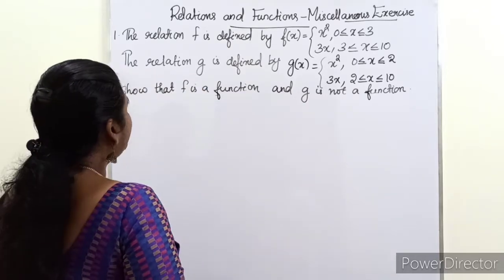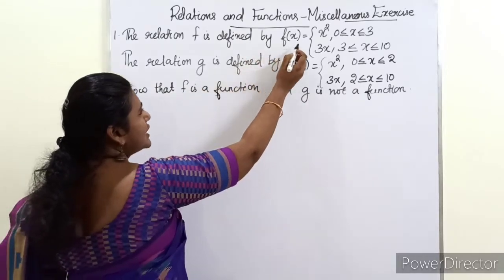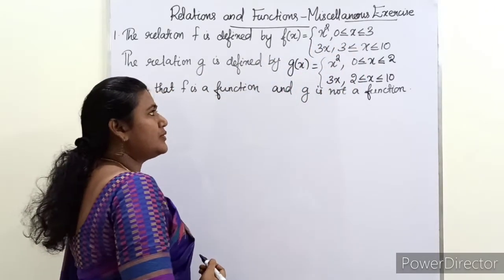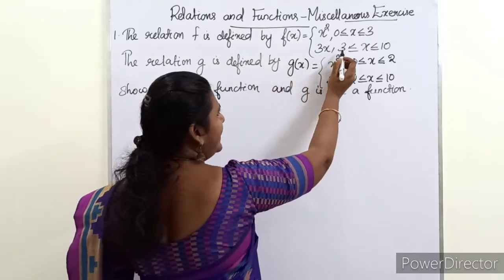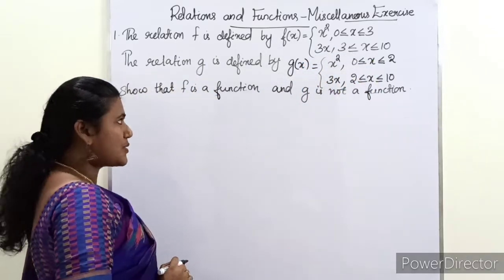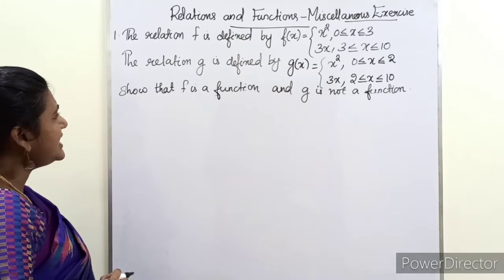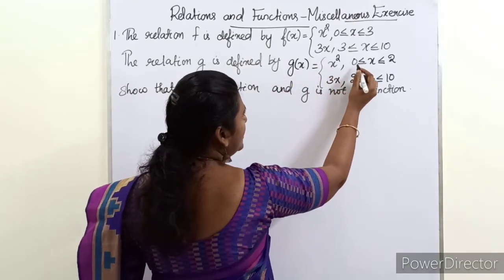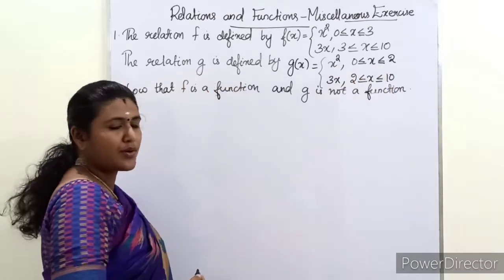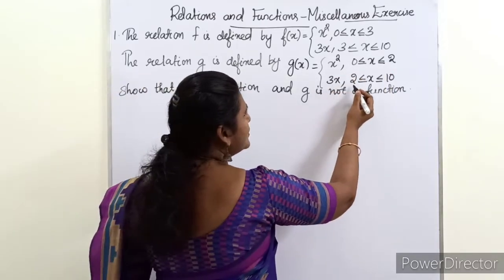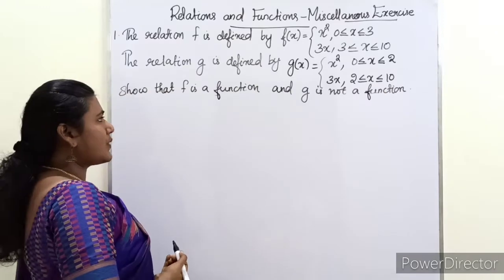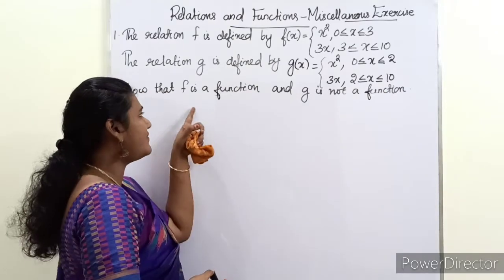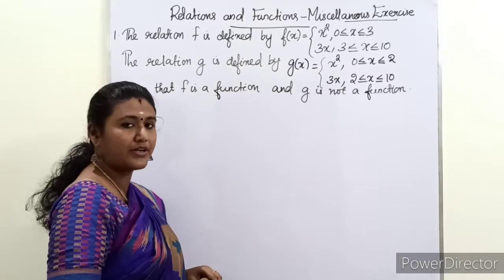The relation f is defined by f of x is equal to x square where 0 less than or equal to x less than or equal to 3, and 3x where 3 less than or equal to x less than or equal to 10. The relation g is defined by g of x is equal to x square where 0 less than or equal to x less than or equal to 2, and 3x where 2 less than or equal to x less than or equal to 10. Show that f is a function and g is not a function.